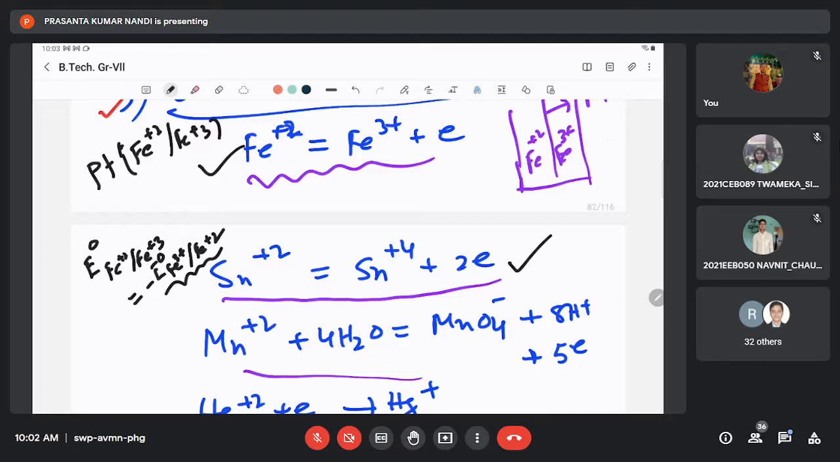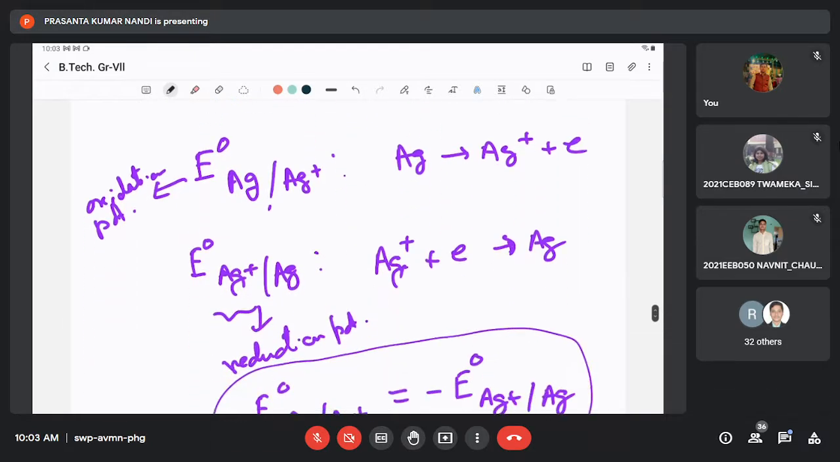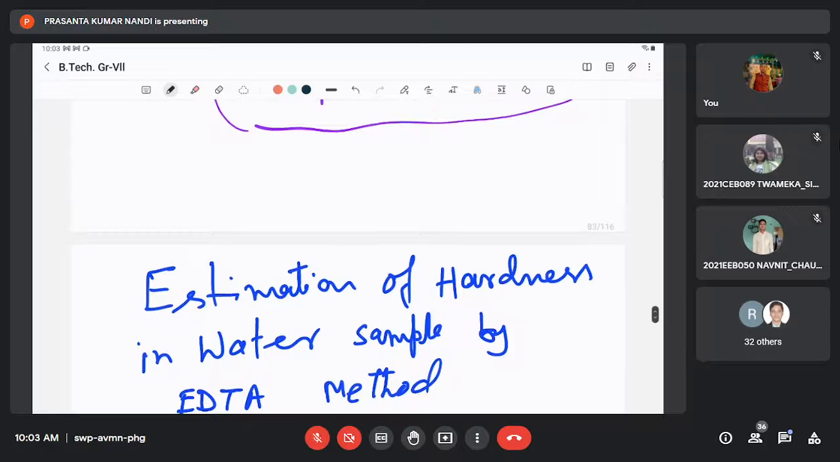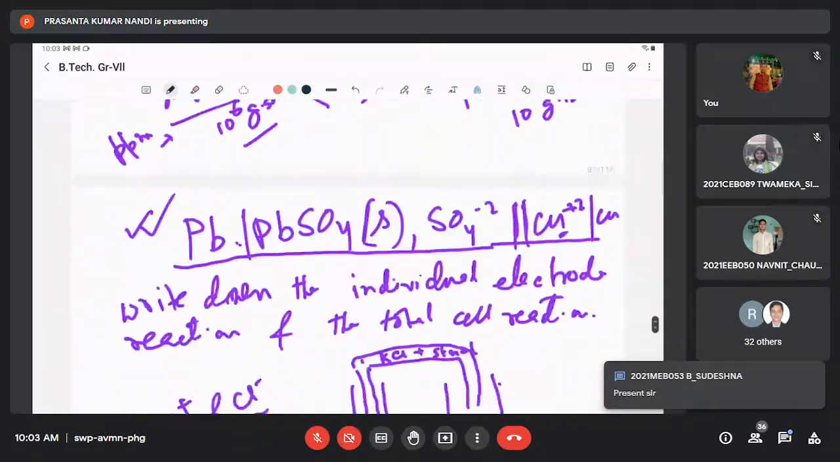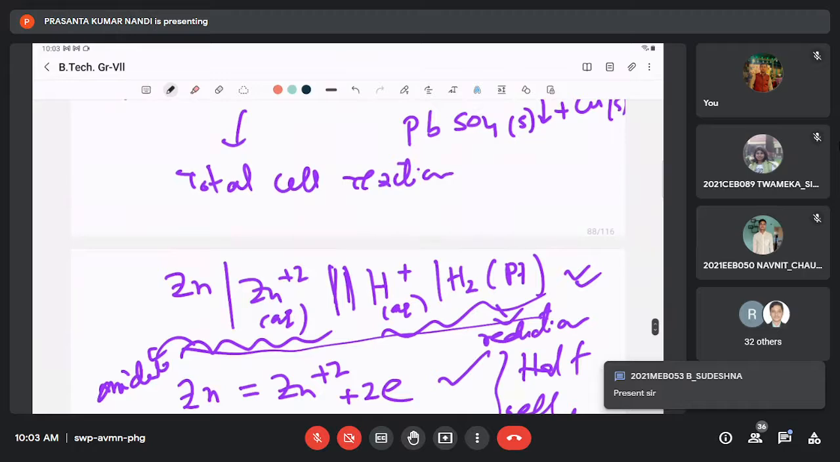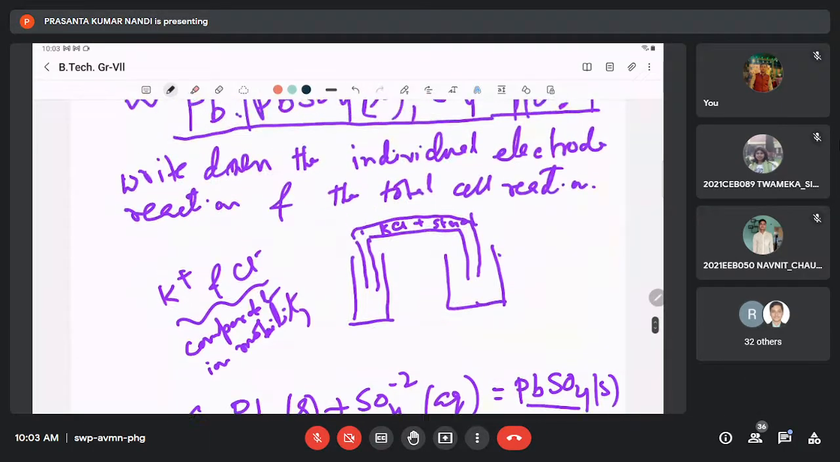And if you put a platinum metal dipped in the solution, it will be acting as a stannous-stannic oxidation-reduction electrode. So in this way, you can construct it. I think we have discussed almost all the things.